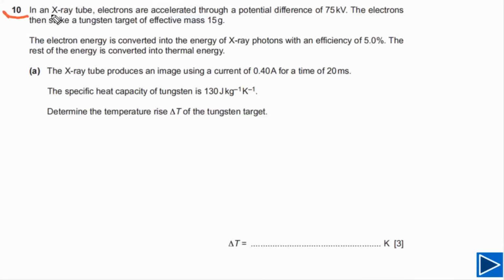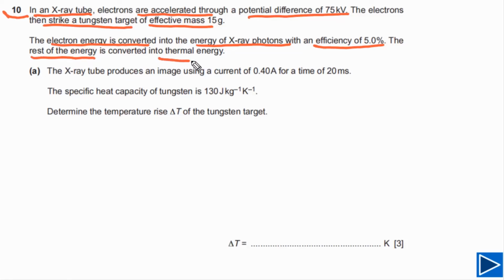For question number 10, it is given to us that in an X-ray tube, electrons are accelerated through a potential difference of 75 kilovolts. The electrons then strike a tungsten target of effective mass 15 grams. The electron energy is converted into energy of X-ray photons with an efficiency of 5%. The rest of the energy is converted into thermal energy. The X-ray tube produces an image using a current of 0.40 amps for a time of 20 milliseconds. The specific heat capacity of tungsten is given. We need to determine the temperature rise of the tungsten target.